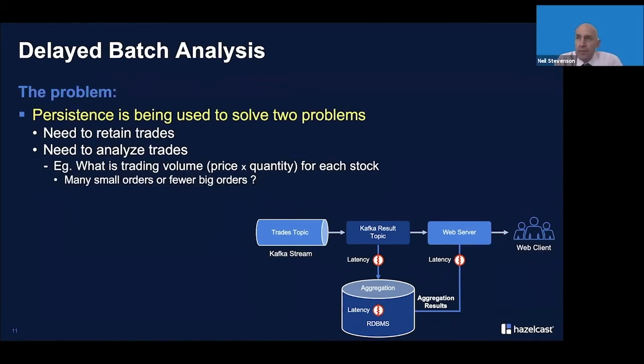So really the problem is that we're using persistence in the data store for two things. We want to retain these trades forever or however long, and that's fine. But analyzing it there is not going to be good. It's not going to run fast enough. We want to know what's the total trade volume. Well, that's the total of all the trades. And is it lots of small orders? Is it lots of home investors, or is it some big institutional investors moving the market? We need to know these things. And we need to know it now, quickly.